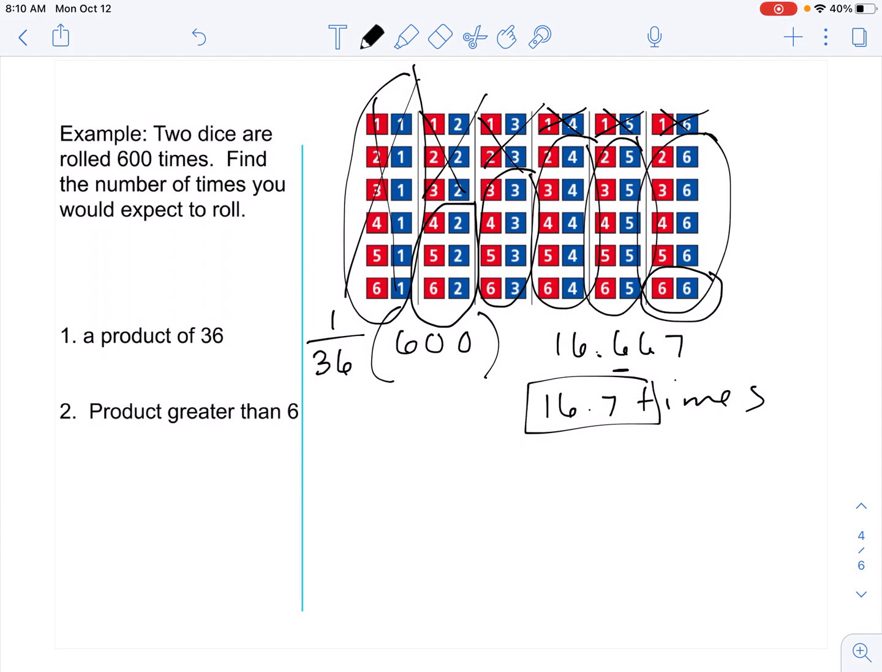I get 5, 10, 15, 19, and 19 plus 3 is 22. So 22 out of 36, and multiply that by 600.